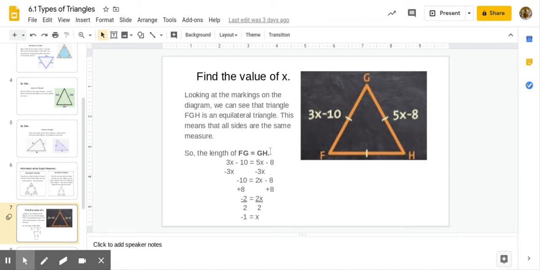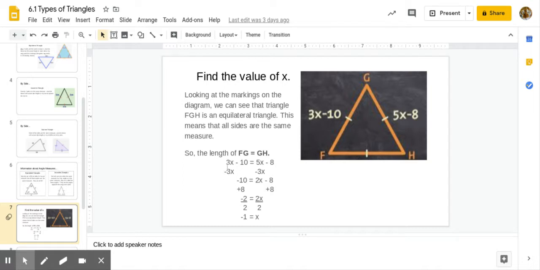Then I've substituted in their measures. FG measures 3x minus 10, so I put that on the left side. And then GH measures 5x minus 8. I've put that here on the right side. Now we have the equation, and we solve that. There are like terms. They're on different sides of the equal sign, so we need to do an inverse to one of them. I picked the 3x. So to do its opposite, we would subtract 3x. What you do to one side, you have to do to the other.